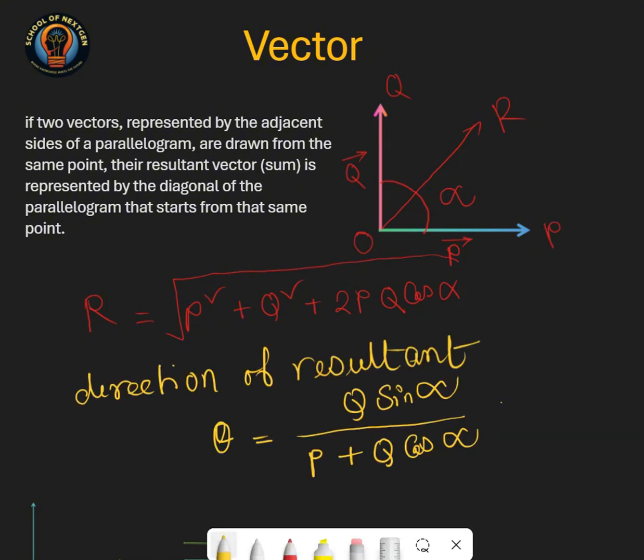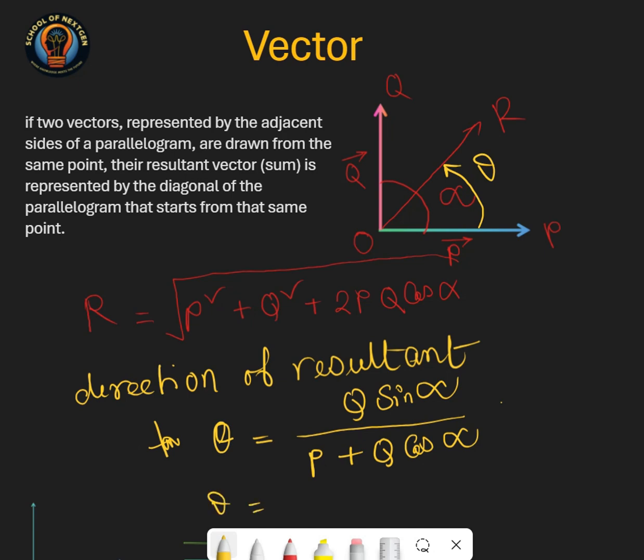And the direction of the resultant. Indeed, we have taken the P vector as the reference. So from P, let's consider this is the angle theta. From the P vector, the resultant is R, right? So we have to calculate the value of theta. For the direction of the resultant, we have to use tan theta is equal to Q sin alpha over P, the reference vector, plus Q cos alpha, right? So what will be the value of theta?